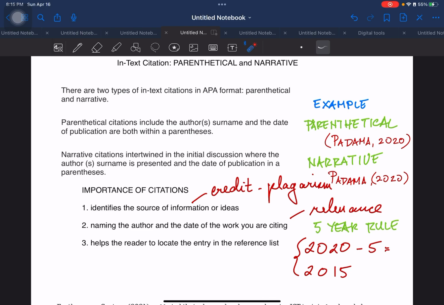Okay, so that is the basis of number 3, to help the reader. The reader refers usually to your panelists during the discussion, to locate the entry in the reference list. So they will just try to coincide to establish if these citations really exist and are reflected in your references. So basically, these are the importance of in-text citations in your research paper.